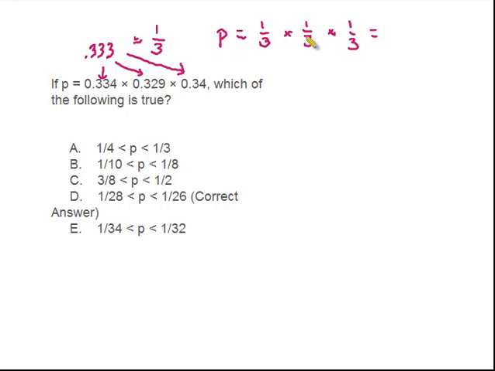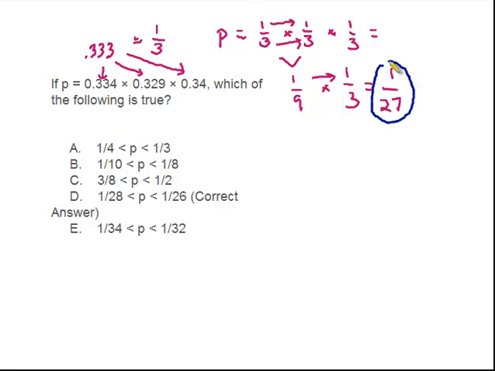So now, if we have 1/3 times 1/3 times 1/3, 1/3 times 1/3 is 1/9. You're just multiplying across. 1 times 1 is 1, 3 times 3 is 9. And so then you go ahead and multiply this by 1/3. Again, 1 times 1 is 1, 9 times 3 is 27. So we can think of p as being equal to 1/27.